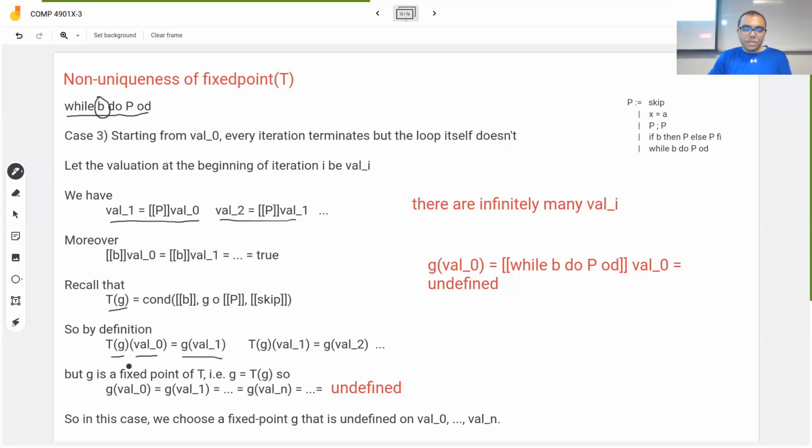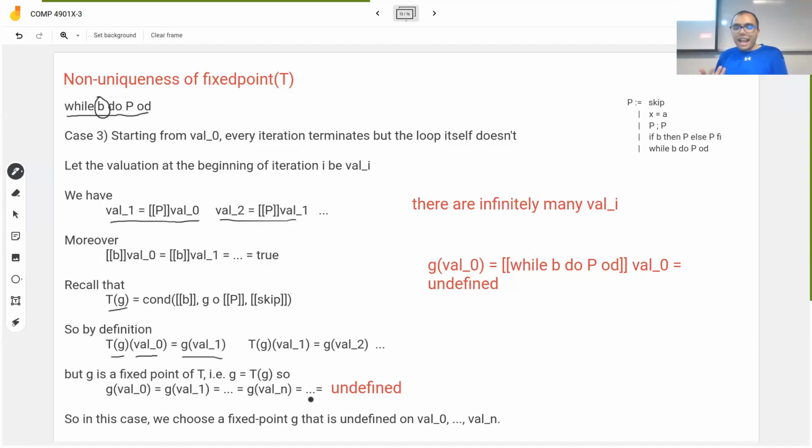Now, G was a fixed point. So instead of every T of G, I can just put G. So G of val 0 is equal to G of val 1, so on to G of val n. Okay. Now, this is the only constraint that we have. So we get to pick what we want for this G here. I can say I want G of val 0, G of val 1 to G of val n to just be 0, let's say, or I can say I want it to be the valuation that gives 1 to every variable, or whatever. I get to choose. This is the only place where I actually have a choice.